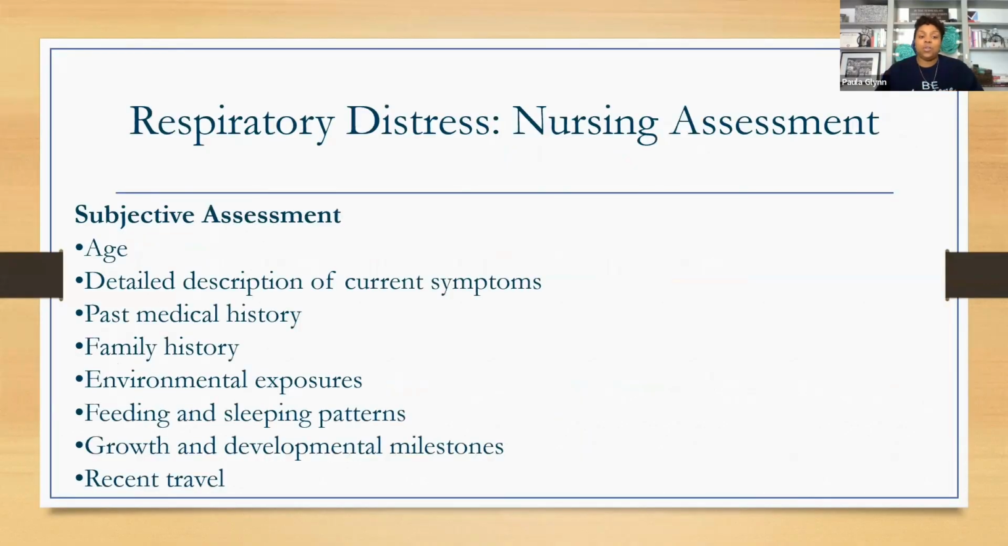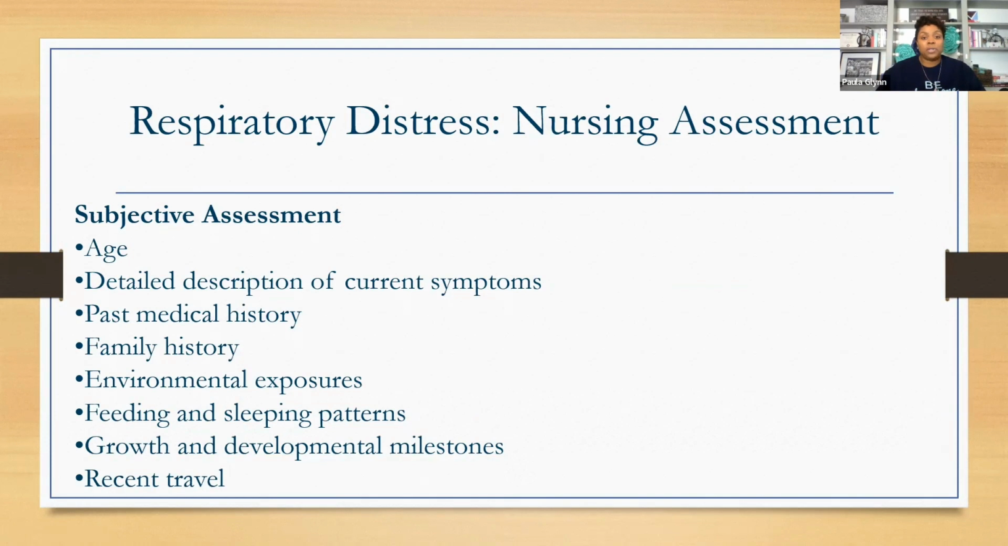What are we assessing when we look at this? So we want to know their age, because when we look at their age, we can understand how well they may tolerate this. And then also you want their age. Basically, you're going to understand what's the detailed description of their symptoms. When was the onset? What does it look like?